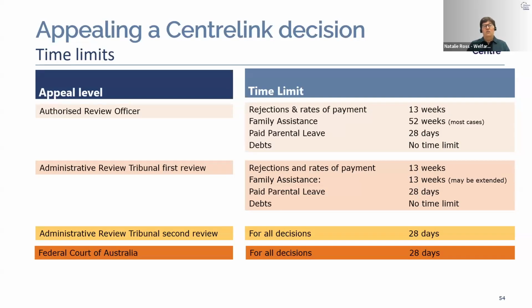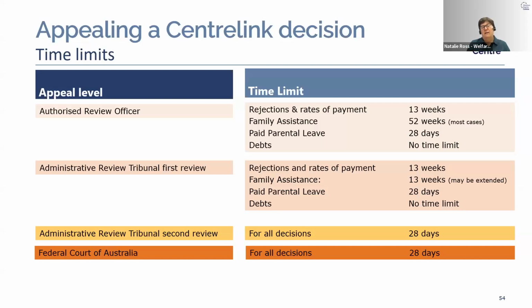And once again, you've got 13 weeks from when you get your authorised review officer decision letter to lodge your appeal at the tribunal to ensure you get back pay if your review is successful. The Administrative Review Tribunal is completely independent from Centrelink. It's an independent body and it has members, and a member will be allocated to do your review. In most cases, Centrelink won't participate in the review.